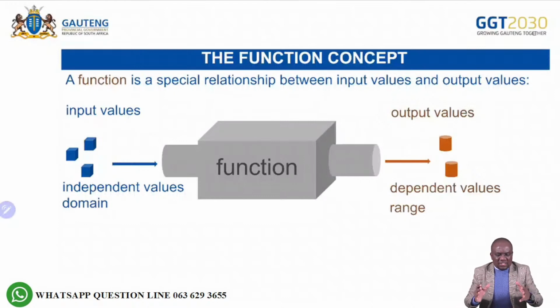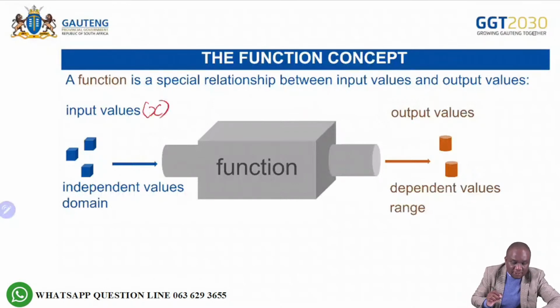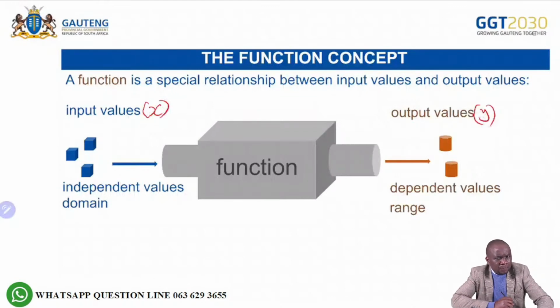Now, which ones are the x values and which ones are the y values here? I think I mentioned it somewhere. Can you answer that? Which ones are the x values? Which ones are the y values? Input values, output values. Input values, good. Input values are the x values. And output values are the y values. Remember that. You must remember that up to grade 12. When I say I want the range of this function, I want the y values. If I say I want the domain of this function, we want the x values.